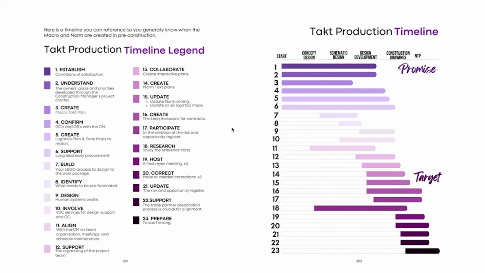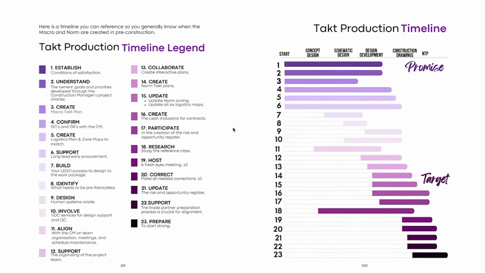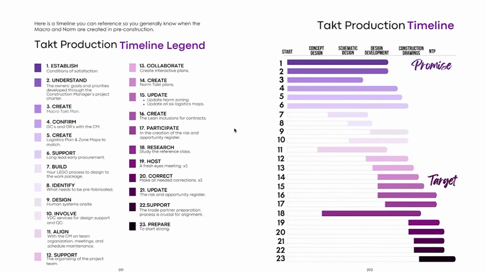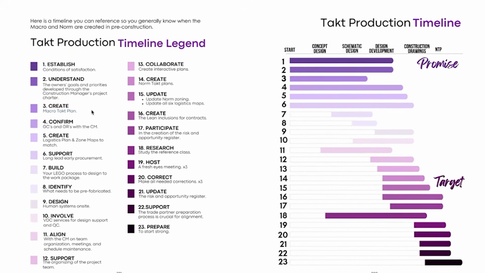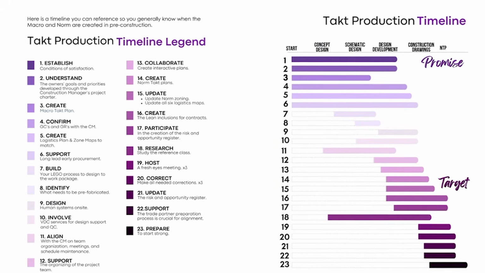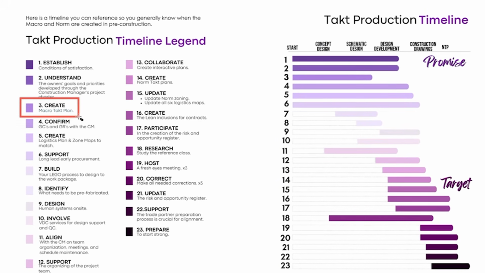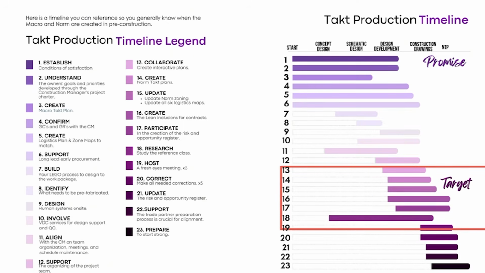Now, one thing that I did want to mention to you down here at the bottom is that there is a timeline for this. So if you really look, and I'll go ahead and draw this for you, you create your macro-level takt plan early on in the process. Then you create your norm a little bit later once you have the builders and your trade partners on board, right? So when you actually look at the timeline, it's down here later on in the process, okay?